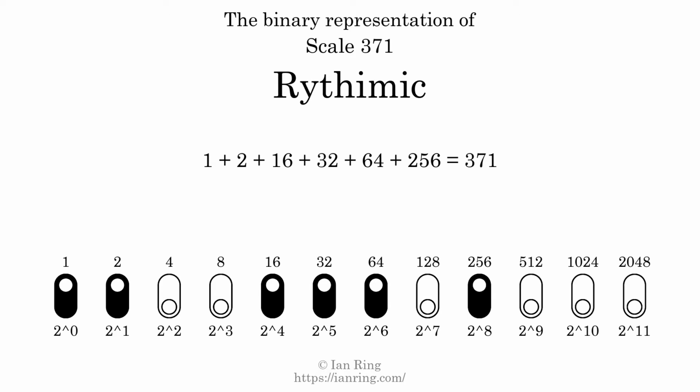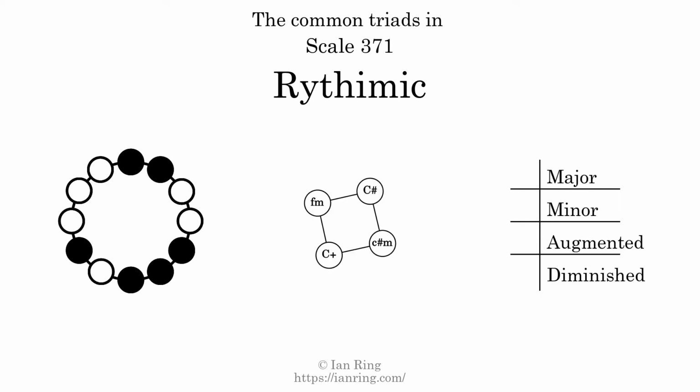The scale number not only enumerates the scale with a unique index, but it also literally describes the tonal content of the scale. Represented as a binary number in base 2, the scale number is 0001011110011. Here are the common triads present in this scale.